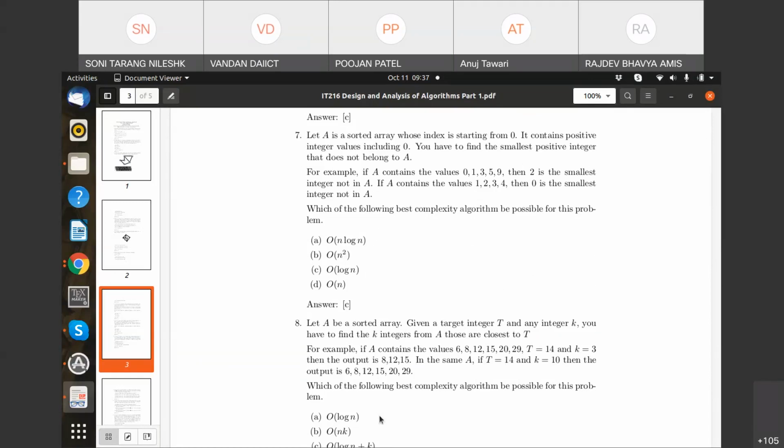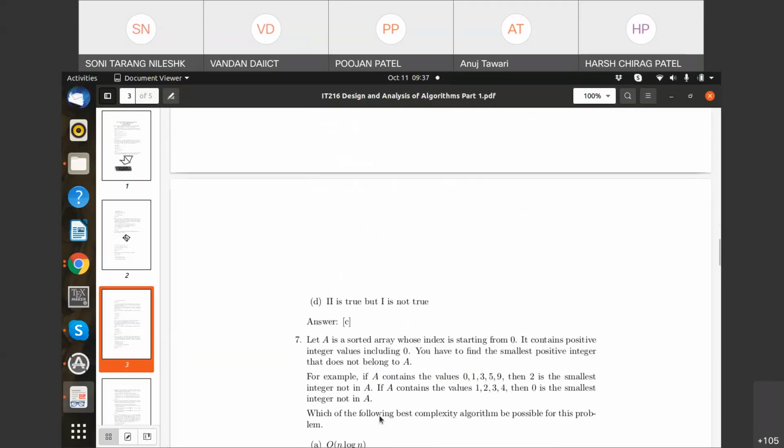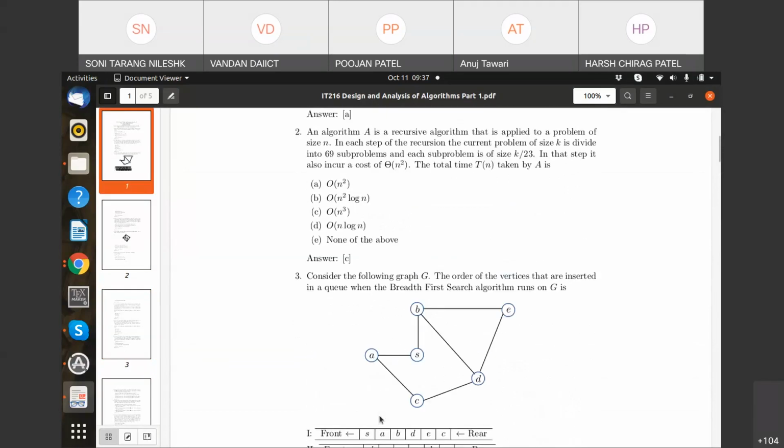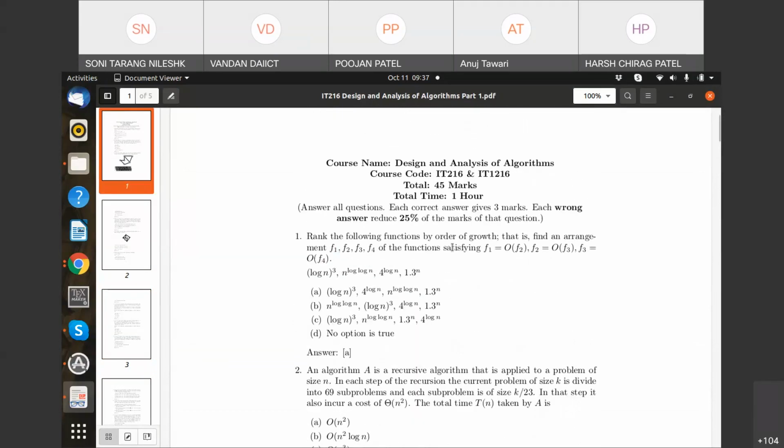Sir, can you explain question one again, please? Question 1. So this one? Yes, sir. Yeah, so you needed to arrange these functions in the increasing order of asymptotic growth. So F1 is big O of F2, F2 is big O of F3, and F3 is big O of F4.